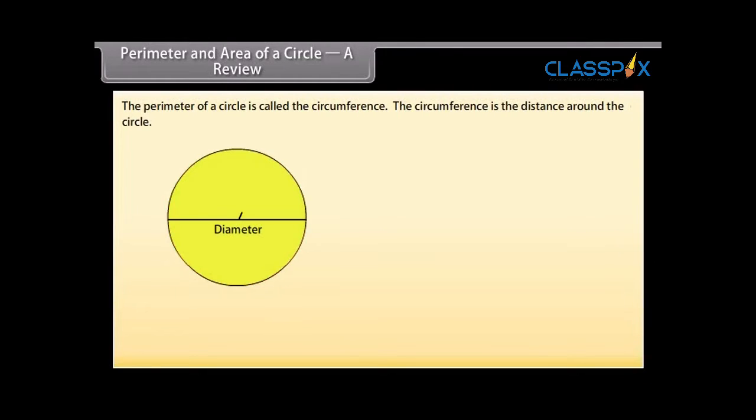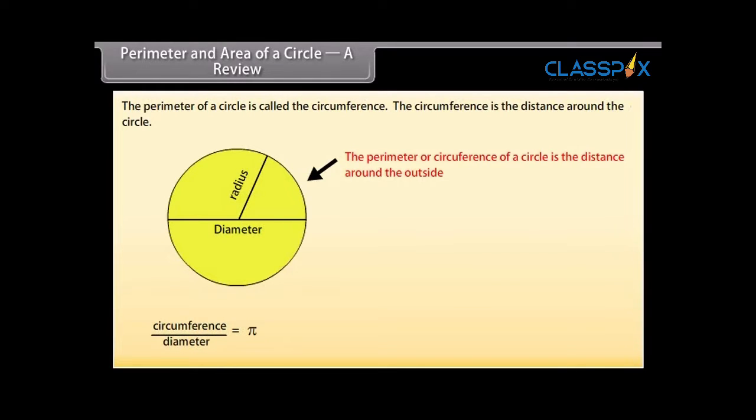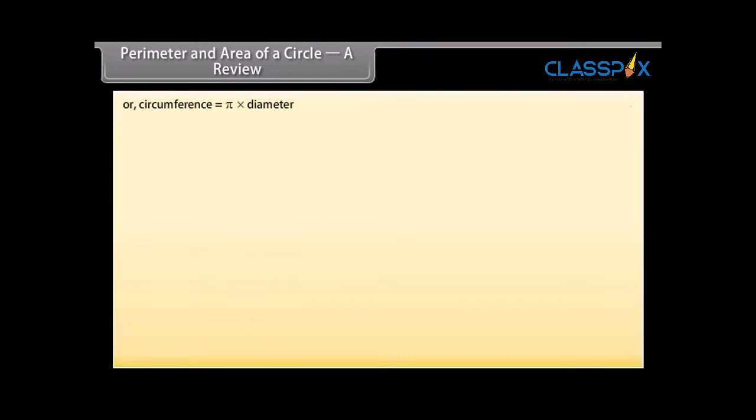perimeter and area of a circle. A review. The perimeter of a circle is called the circumference. The circumference is the distance around the circle. The ratio of circumference with its diameter is constant. The constant ratio is denoted by pi, or circumference, which is equal to pi into diameter, which is equal to pi into 2r, where r is the radius of the circle, which equals 2 pi r.